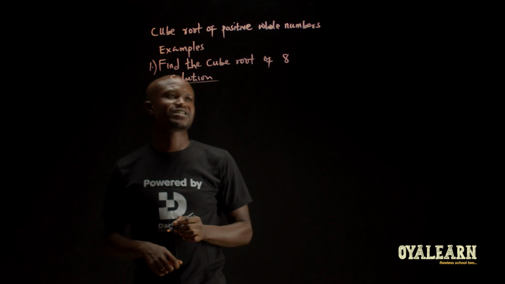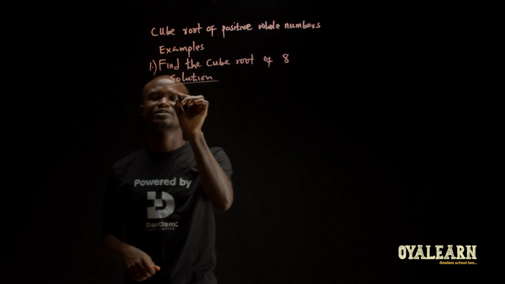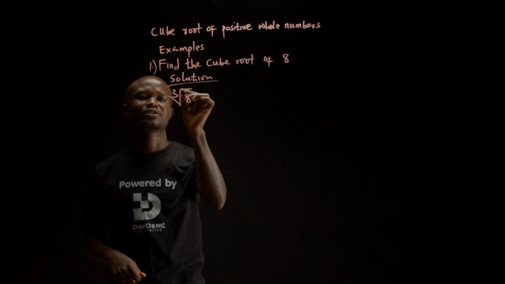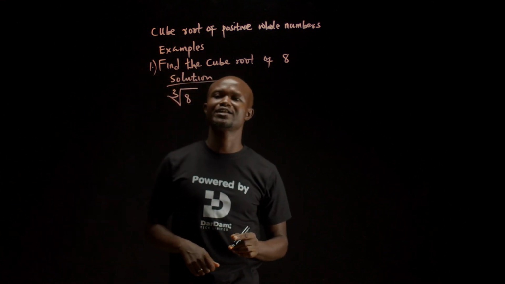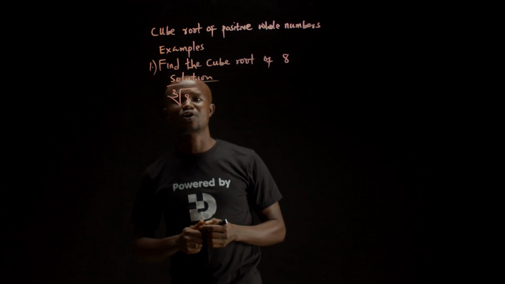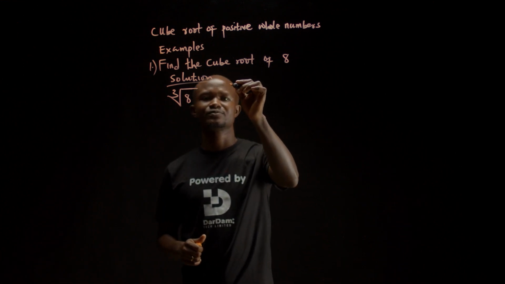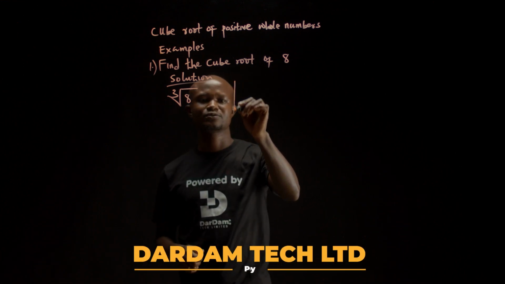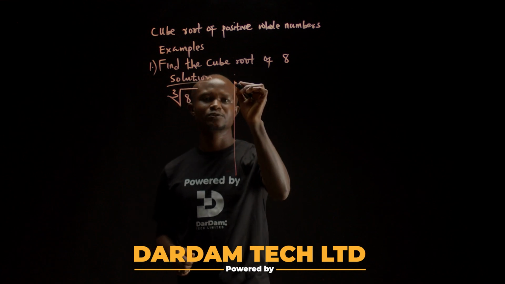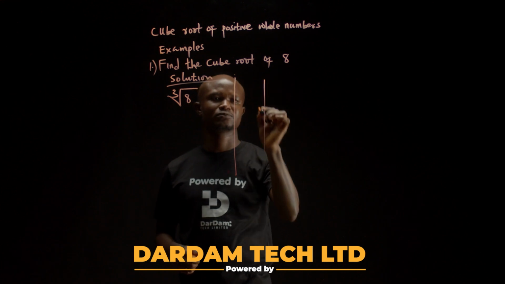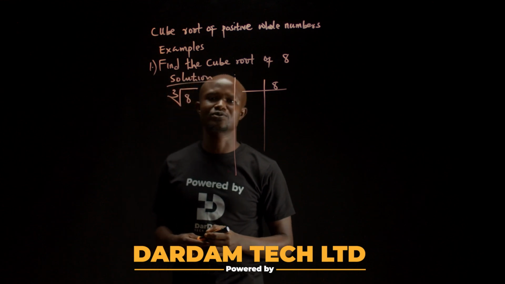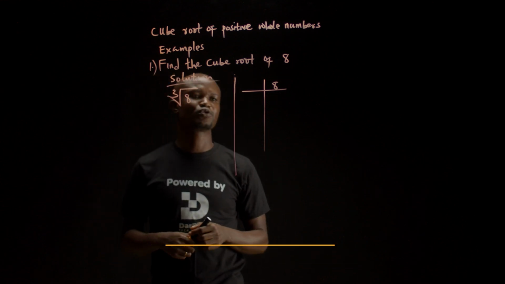The mathematical representation for the cube root of 8 is this form, cube root of 8. So to find the cube root of 8, we use the factors approach. We have 8. Let's get the factors in terms of product.